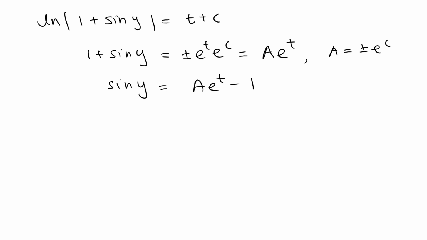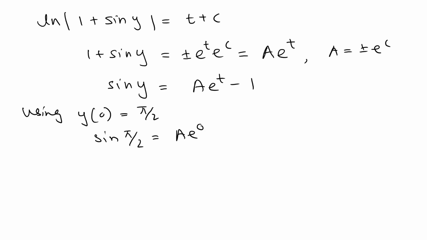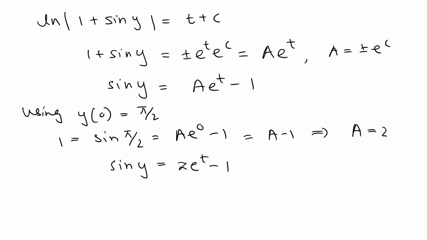So now what we can do is use a condition. Using y(0) equal to pi over 2, you can see that you're going to get sine pi over 2 equal to A e to the 0 minus 1, and this is equal to A minus 1. We know that sine pi over 2 equals 1, so this says that A is equal to 2. So that means you get the solution in the implicit form, sine y equal to 2e to the t minus 1.